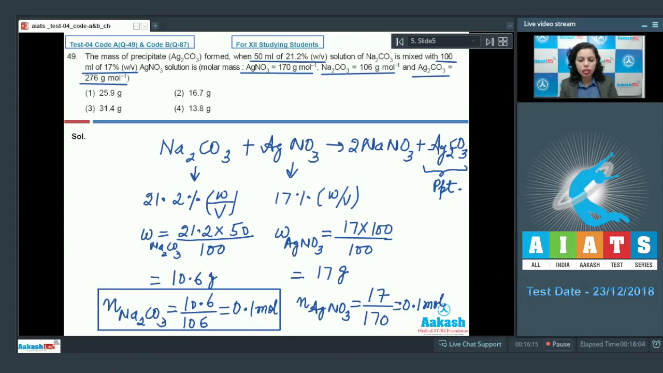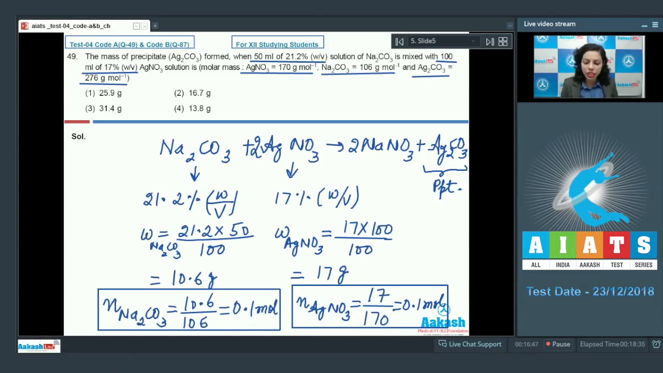Now just have a look on the given chemical reaction. If you look at the given chemical equation, you will see that, let's balance this also. In this case, you have to take 2 mole of AgNO3. On the basis of stoichiometry, you can solve this. Let's check and compare the moles. If you look at the chemical equation, 1 mole of this Na2CO3 requires 2 mole of AgNO3. It means for its 0.1 mole, which are given in the question, require 0.2 mole of AgNO3. But it is not given. It is only 0.1 mole.